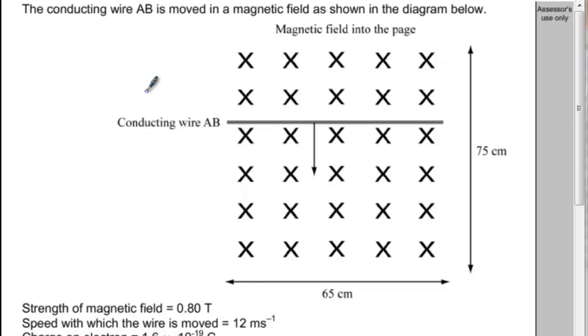Alrighty, question 3b. The conducting wire AB is moved in a magnetic field as shown in the diagram below. Okay, so we see a whole bunch of crosses which represent a magnetic field, and they're going into the page, or into your screen.